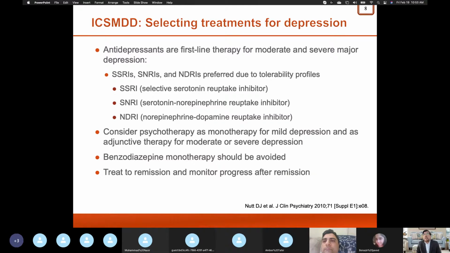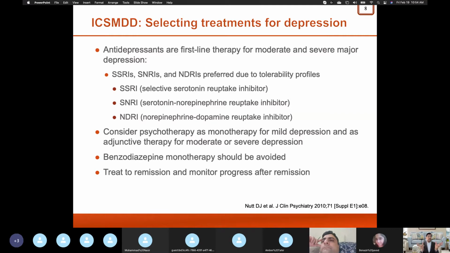SSRI, SNRI, NDRI are preferred due to their tolerability profiles. SSRIs are usually the first line. Most of the psychiatrists and most of the physicians prescribe SSRIs. SNRIs are given but relatively less, and norepinephrine dopamine reuptake inhibitors are prescribed as the third line, though they are actually first line. So if I see my patient and he is having symptoms where I feel that SSRIs and SNRIs cannot be given, my first choice as a first line treatment for MDD would be NDRI.